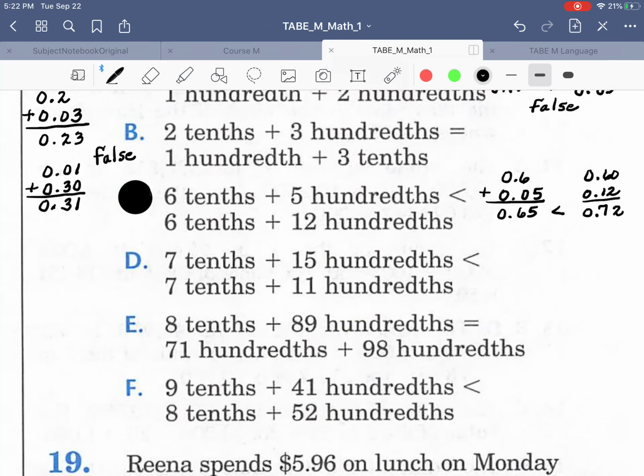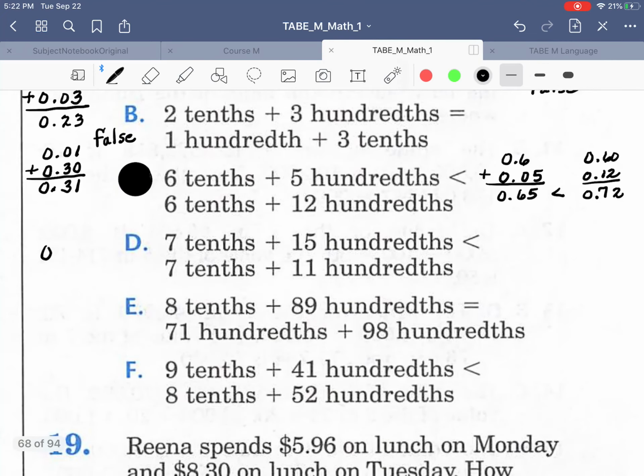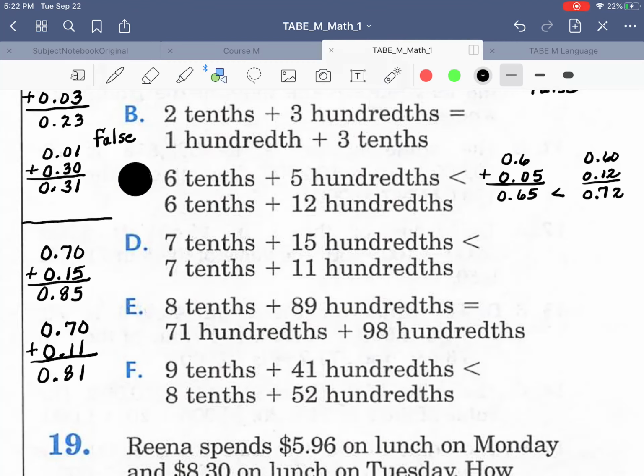D, 7/10 and 15/100ths. So if you add those together, that's 0.85, is less than 7/10 and 11/100ths. That statement is false. And I'll tell you what, let me draw a line here so we can keep those separated.